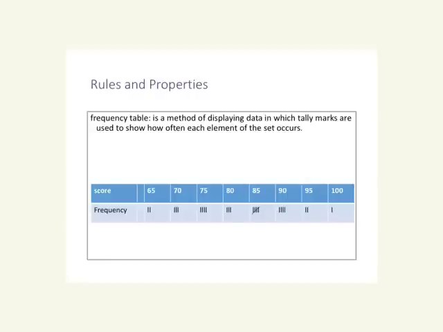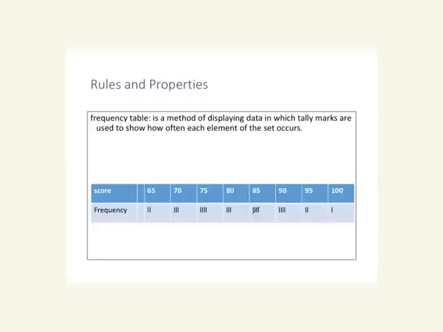If you look at this table, 2 students scored a 65, 3 students got a 70, 4 students got a 75, 3 students got an 80, 5 students got an 85, 4 got a 90, 2 got a 95, and 1 got a 100. So this is a frequency table. Now we could use this frequency table and find our measures of central tendency.